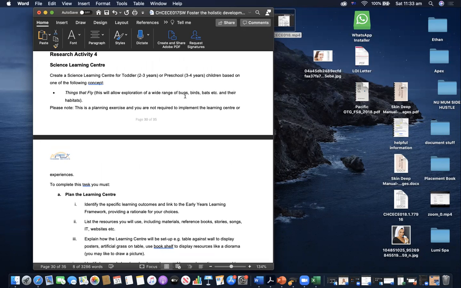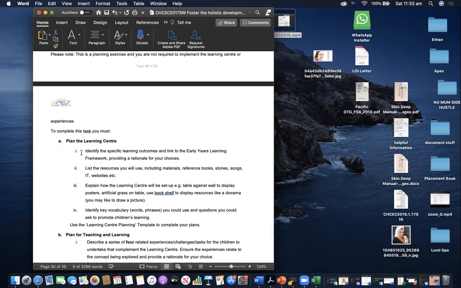This plan exercise you're required to implement in a learning centre or experiences, okay? So planning the learning centre. So you have to link it to the early years framework. So you have to link it to the outcomes. You need to list what resources you will be using, like what materials, referencing songs. Are you going to do a craft? What activities you need? Everything that you need to know, you need to list your resources for me, okay?